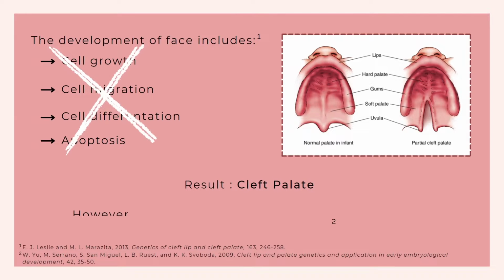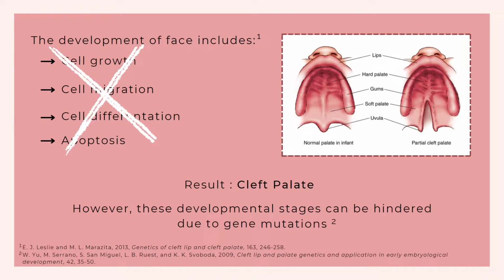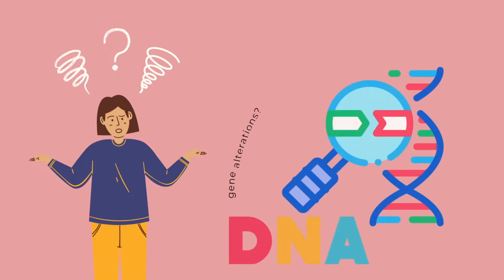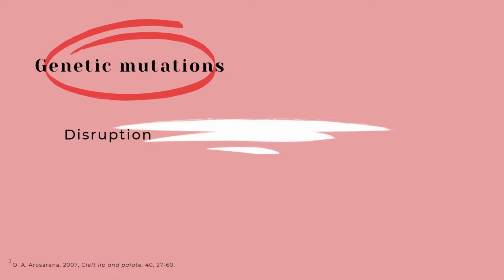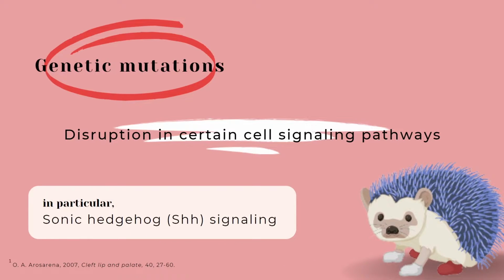The disturbances can come from genetic factors such as mutations or environmental factors such as what the baby is exposed to during development. The genetic mechanisms contributing to the development of this abnormality are complex and multifactorial, and are generally associated with disruptions in certain cell signaling pathways, with one of the most well-characterized pathways being Sonic Hedgehog signaling. And yes, that is the name.